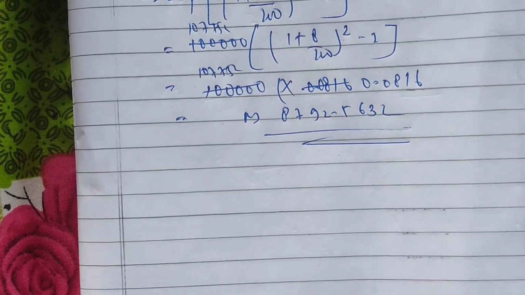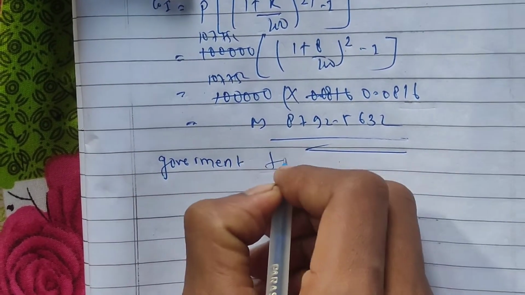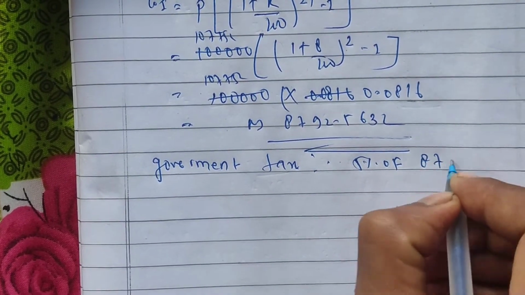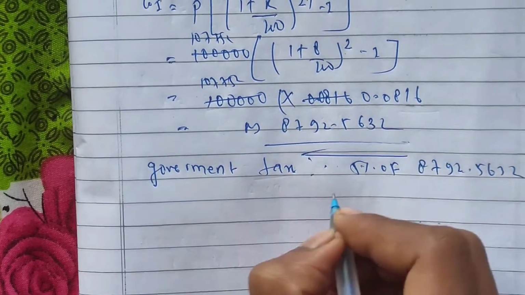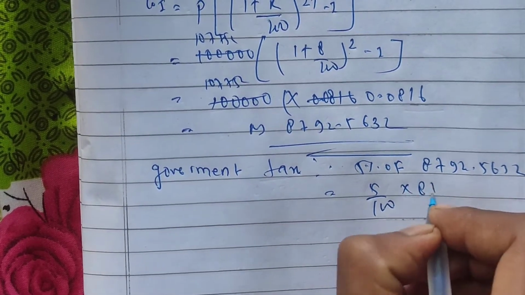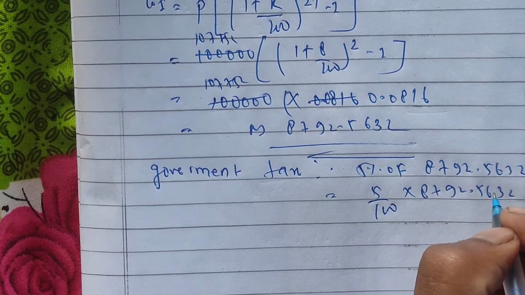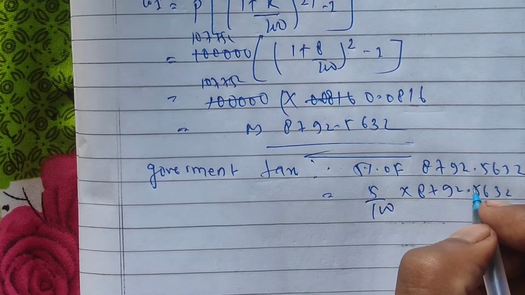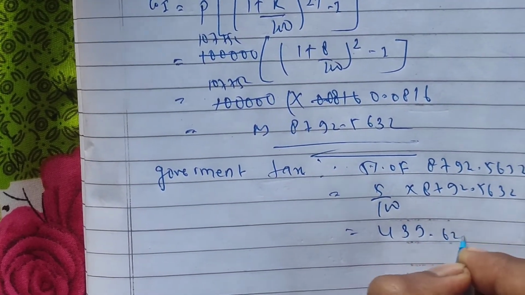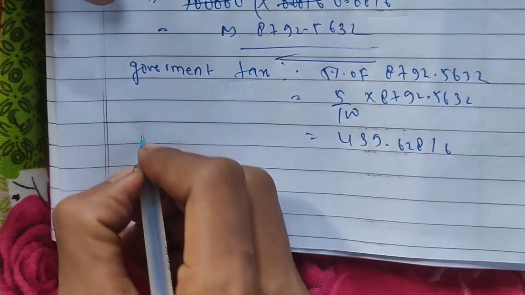Now again we have to find the government tax. Okay, so here the government tax will be 5% of this Rs 8792.5632. So now we'll multiply by 5 and divide by 100, so simply we'll get 439.62816. Okay, so now again we'll find the amount at the end of the year.